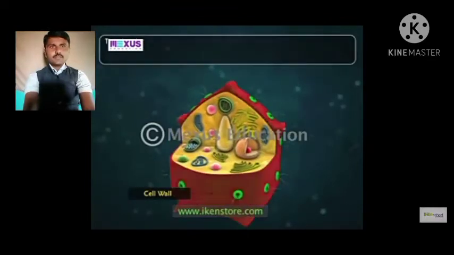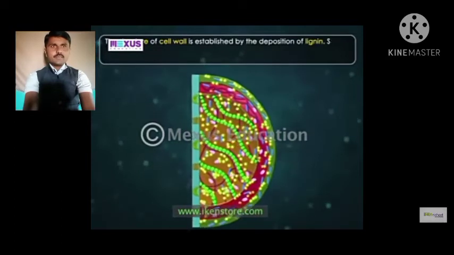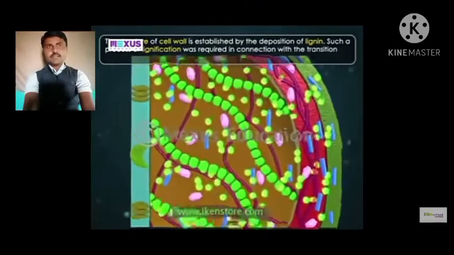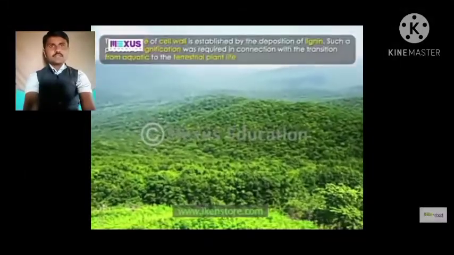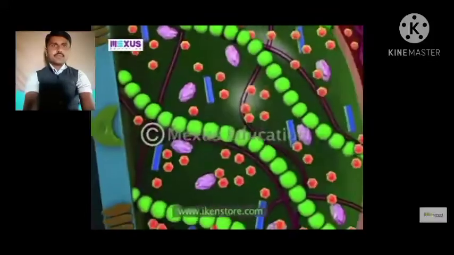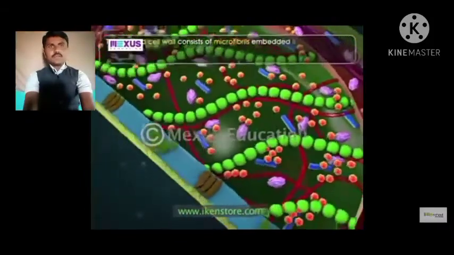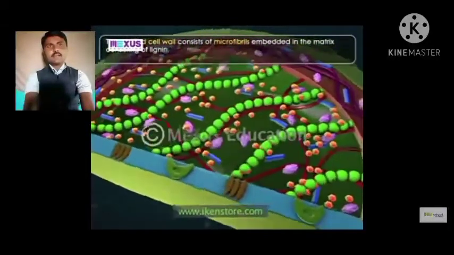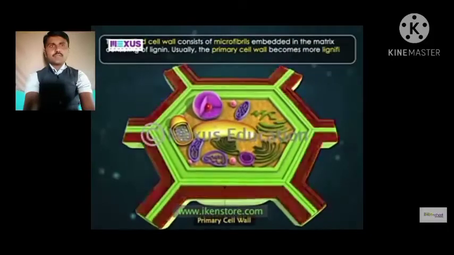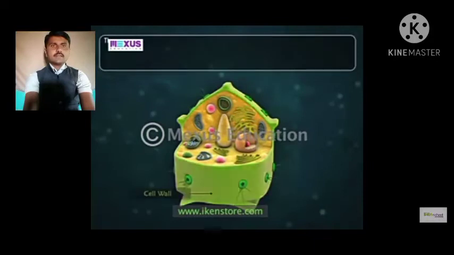The diagram is fluctuating in the red color. You can observe here, the cell wall is established by the deposition of lignin. Lignification was required in connection with the transition from aquatic to terrestrial plant life during the evolution of these organisms. It consists of microfibrils which are embedded in the matrix. These are the microfibrils made up of lignin. Usually the primary cell wall becomes more lignified than the secondary cell wall.